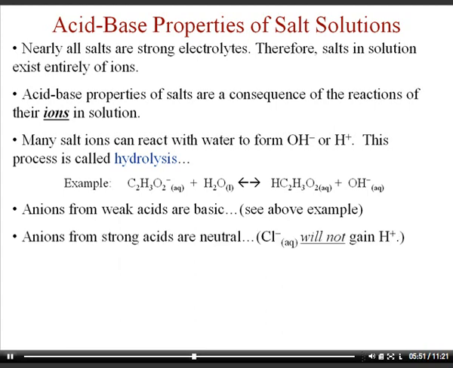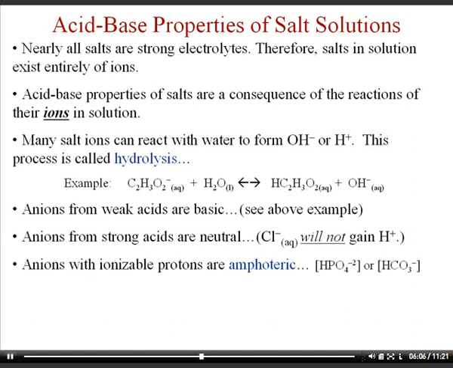Now, if you're an anion from a strong acid, you can't react with water, because there's no way that a chloride ion, which was at the very top of that chart on one of the slides, can form HCl, because it's not going to be in equilibrium.